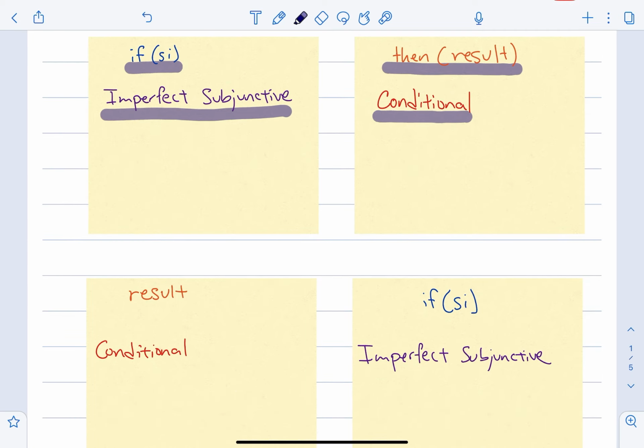You can start the sentence with the result, still using the conditional tense, and end it with the if, the imperfect subjunctive. Let's go over how to conjugate the imperfect subjunctive and the conditional, and then I'll give you some example hypothetical if clauses.